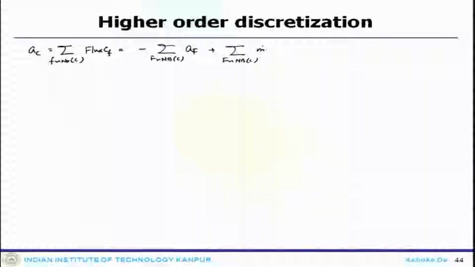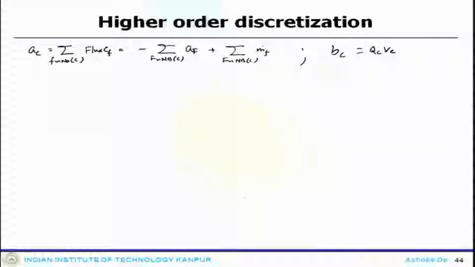Now, AC would be the summation over neighbors NBC of the flux CF minus the summation of F NBC AF plus the summation of F NBC m dot f, and BC is QC VC.